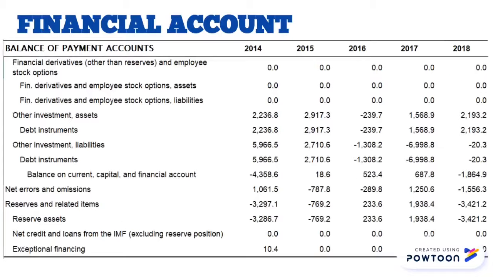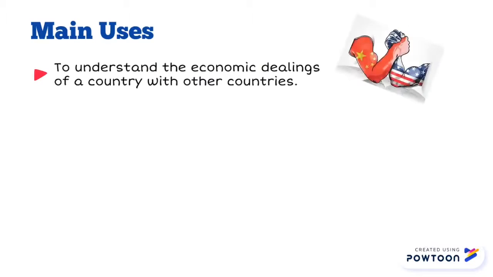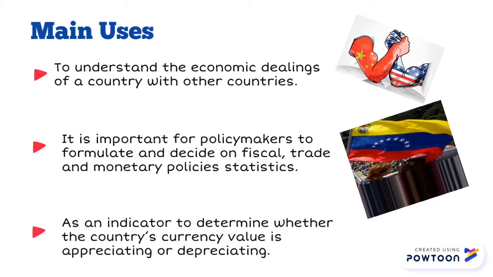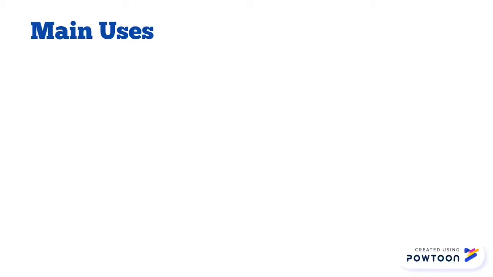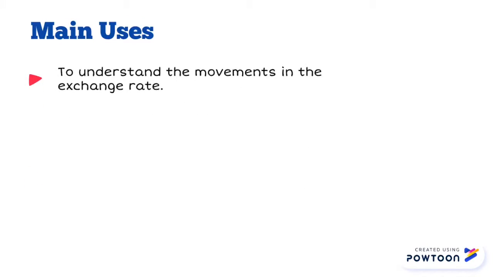And as you can see, there are two other accounts that are used to complement the balance of payments. Their main uses are to understand the economic dealings of a country with others, such as the United States and China. It is also important for policymakers to formulate and decide on fiscal, trade, and monetary policy statistics, and it is used as an indicator to determine whether the country's currency value is appreciating or depreciating. The balance of payments is also used to understand the movements in the exchange rate.